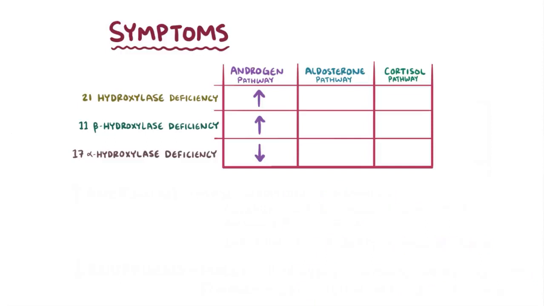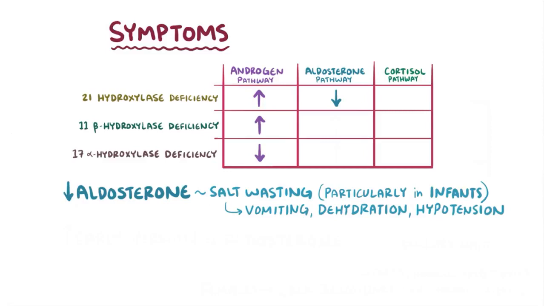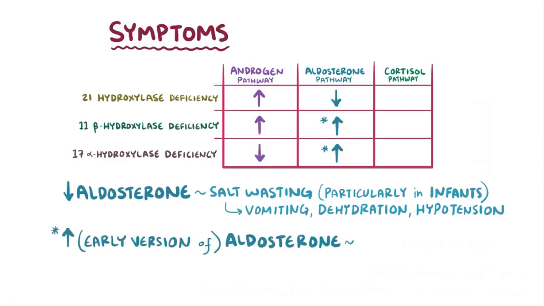For the aldosterone pathway in 21 hydroxylase deficiency, there are decreased levels of steroids in the aldosterone pathway, which leads to salt wasting, particularly in infants, and can cause life-threatening vomiting, dehydration, and hypotension. In 11 beta hydroxylase deficiency and 17 alpha hydroxylase deficiency, there's an increase in earlier versions of aldosterone, which can cause hypertension.